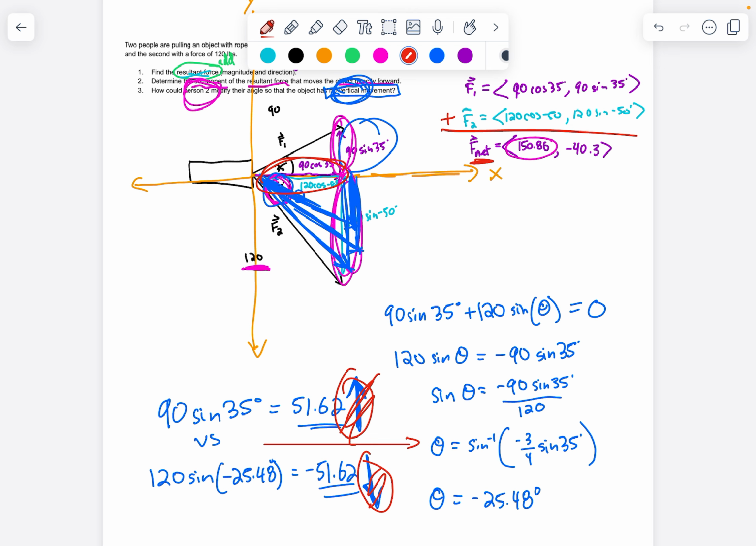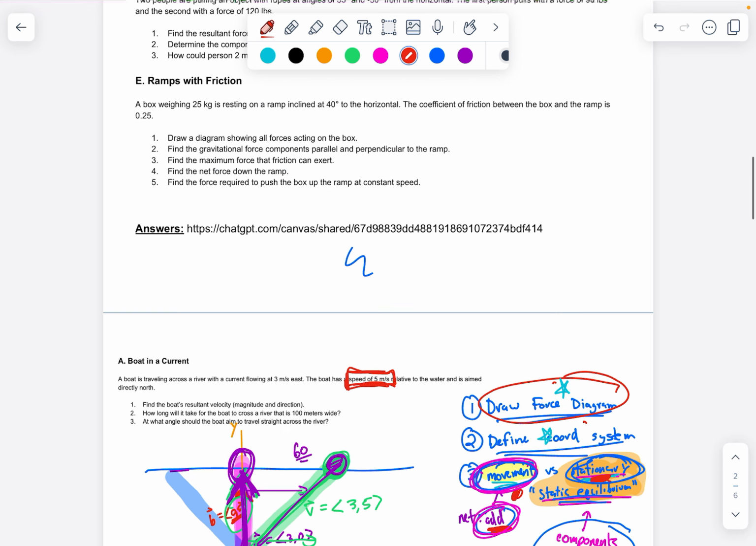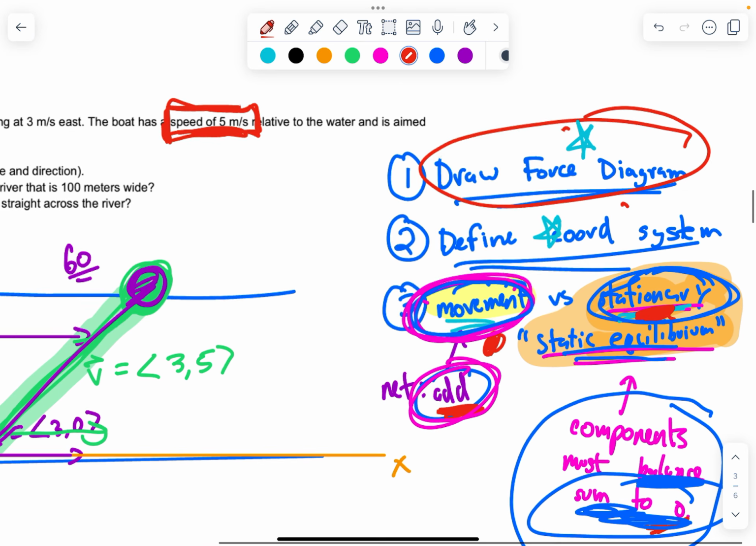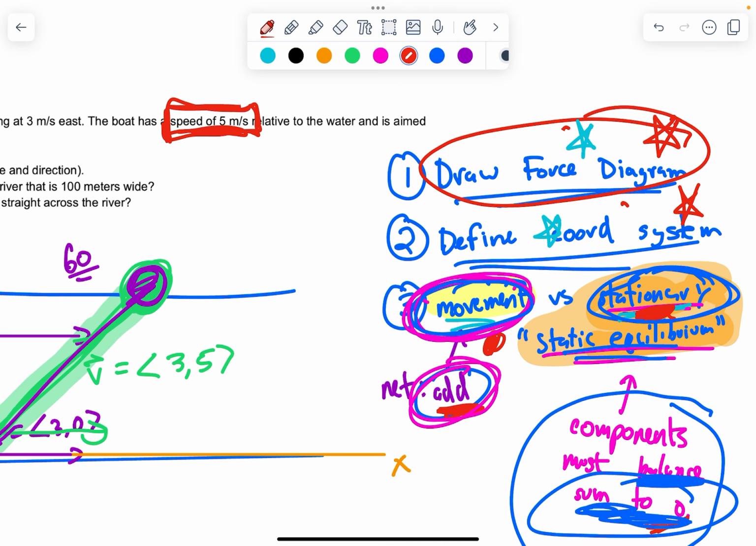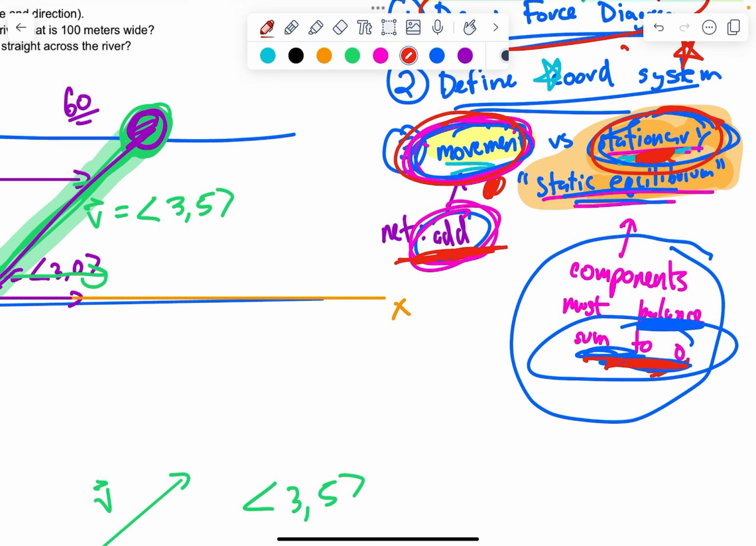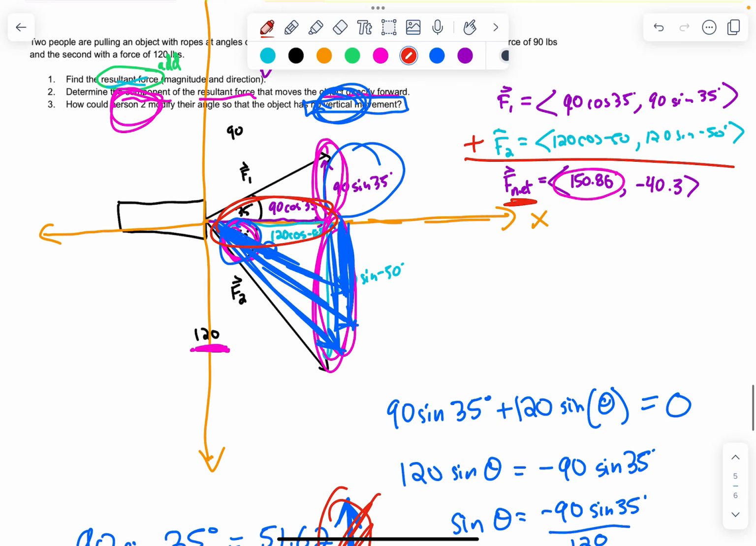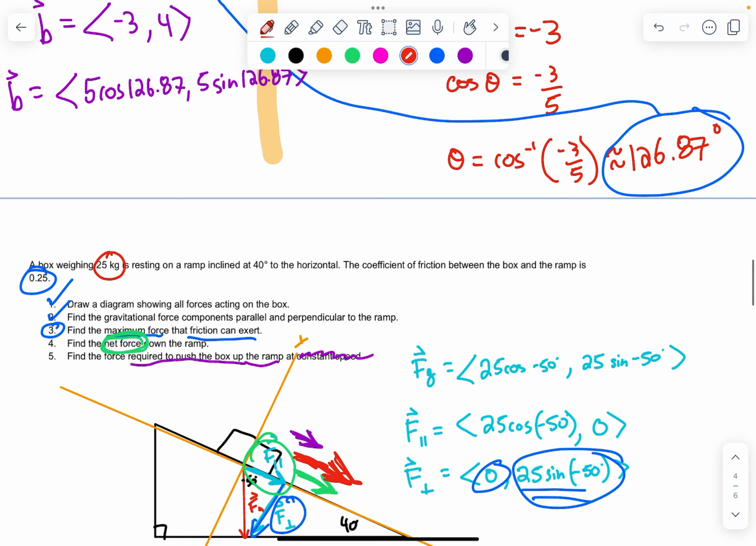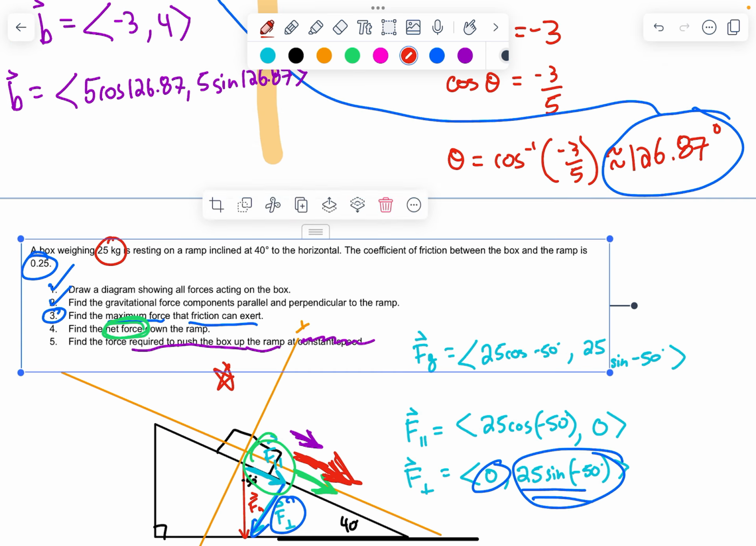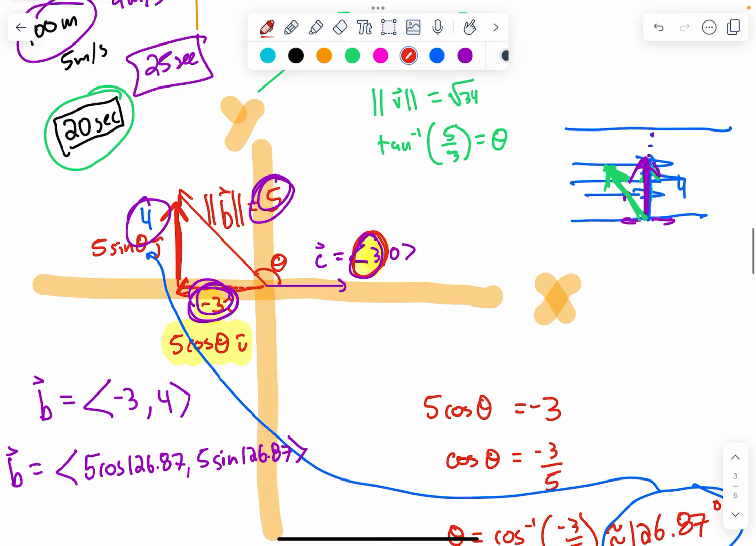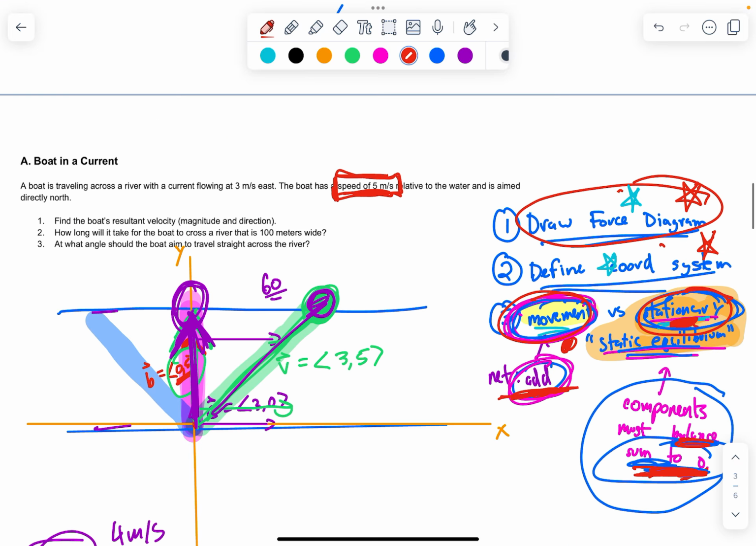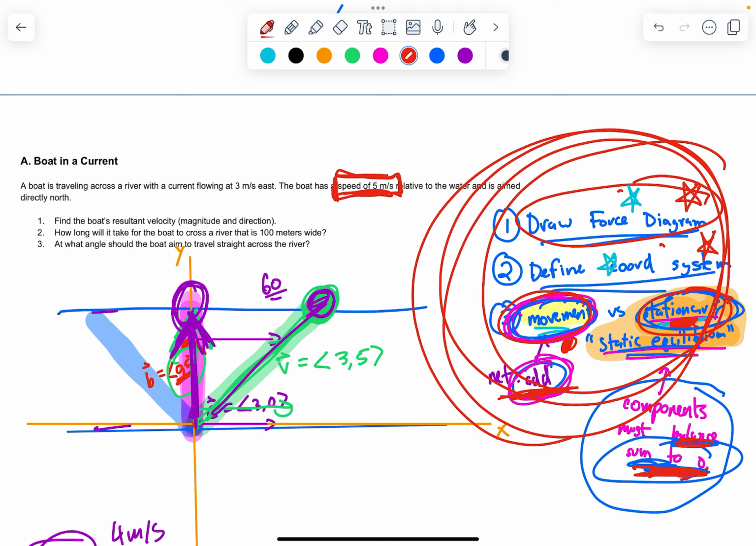Okay, so look at how I'm attacking these problems. Same problem-solving process. Draw a force diagram. Define a coordinate system. Are we moving? Are we stationary? Do we just add things up and see what the result is? Do we think about components that must balance and sum to zero? Okay, that's all there is to this. There may be a system of equations you have to do in a tension diagram. You might have to know a little bit about physics and friction. But once you have those couple of pieces of information, the problem-solving process really just revolves around this.